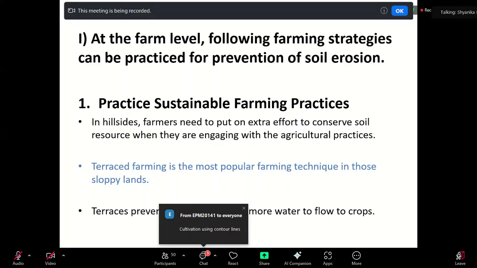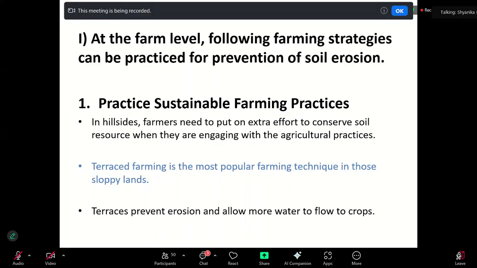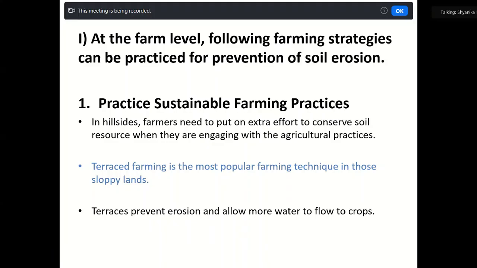Good. Making stone walls, yes. And SALT, very good. What do you mean by SALT? Cultivation using contour lines, very good. Planting cover crops. Yes, those kind of things are practiced. Tell me what is SALT? The one who wrote it, actually, it's a very good technique. Answer is quite good.